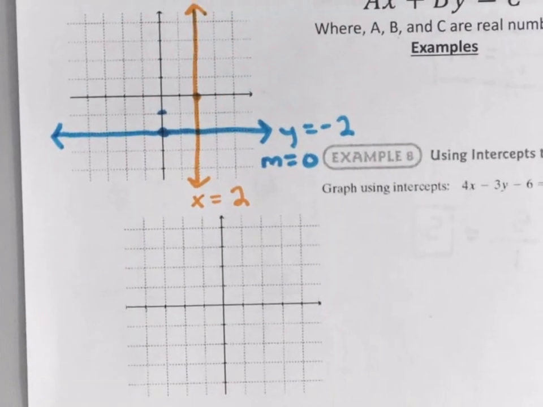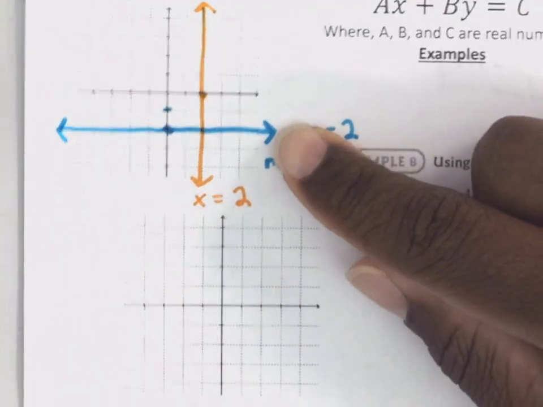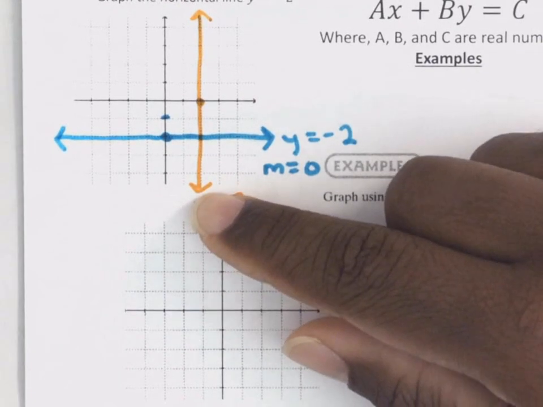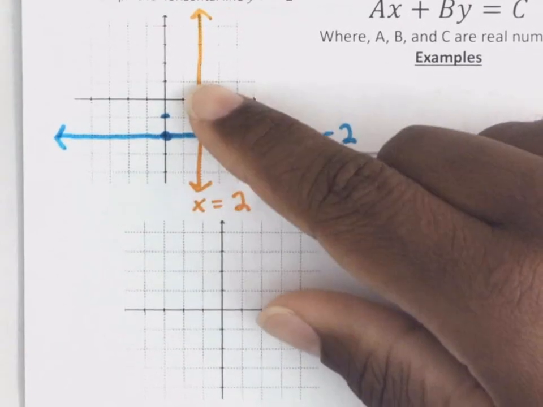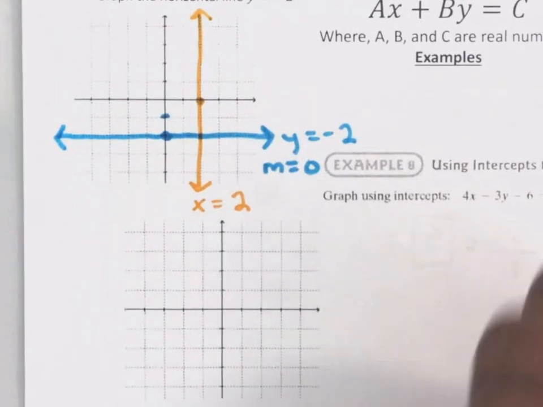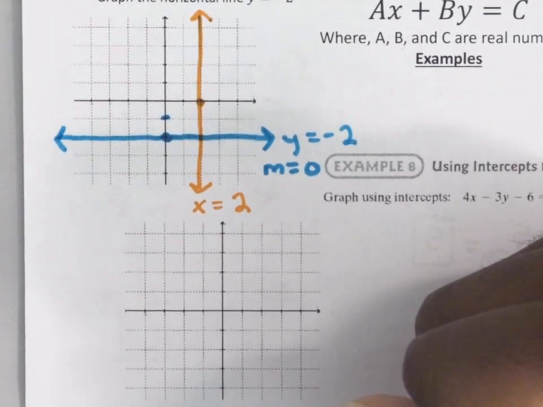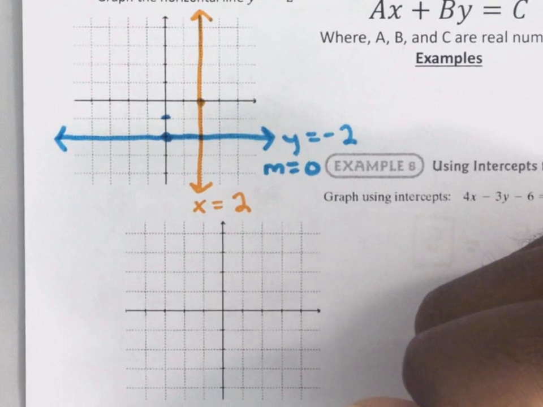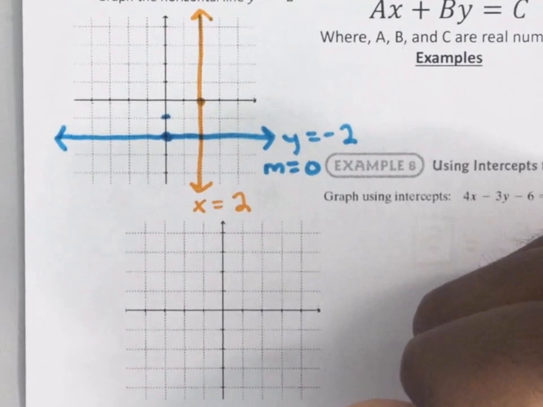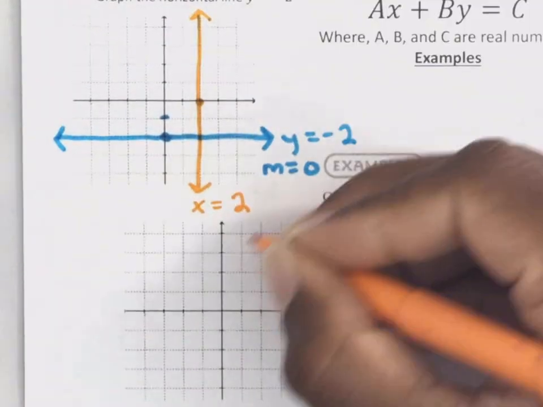Slope is 0. Now for x equals 2, I'm rising, but I'm not running, right? How quickly am I rising or falling? Can you tell? No, you don't know because it's undefined.